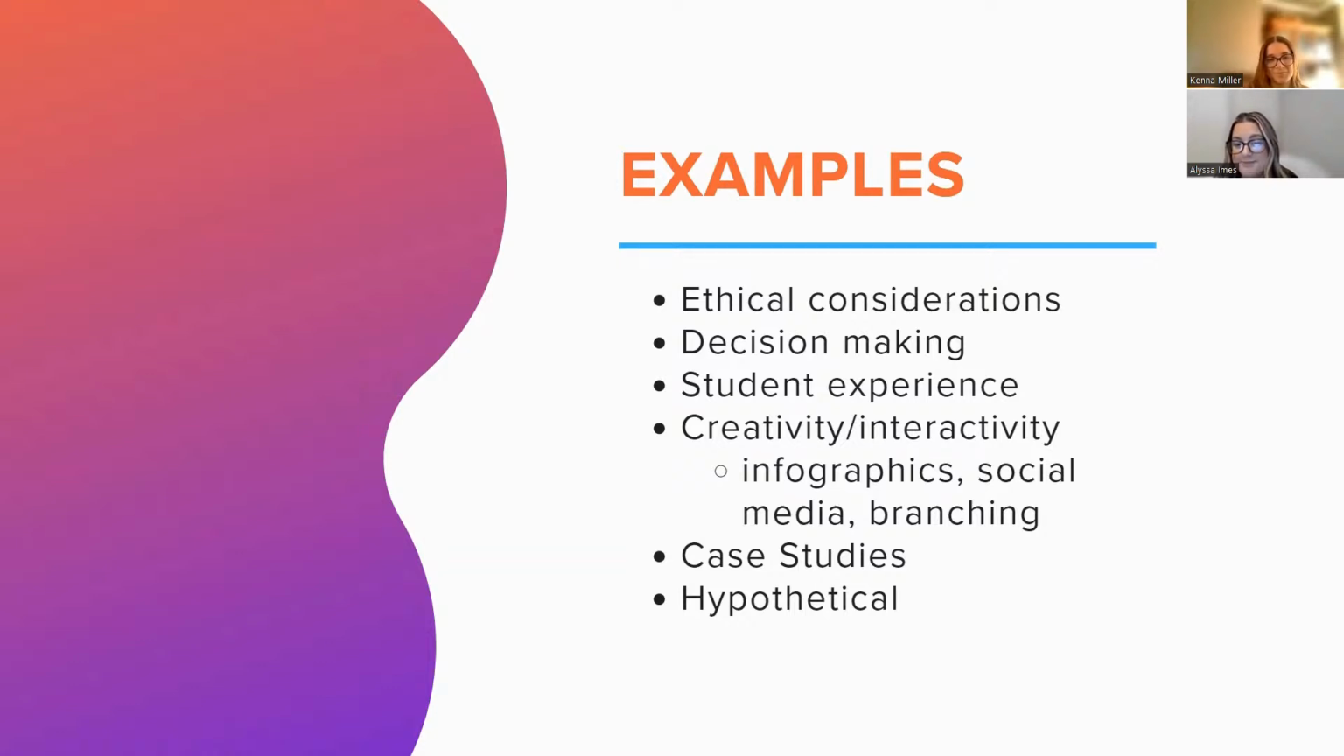Again, it prepares them for the real world without those negative consequences, because what they do in this discussion isn't going to negatively affect that patient. So those hypothetical scenarios really are crucial for learning opportunities.